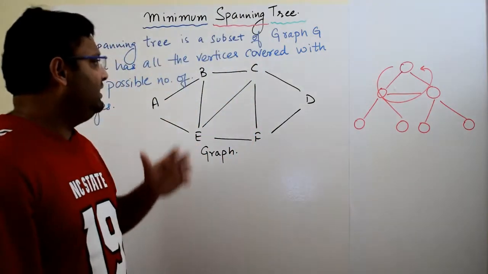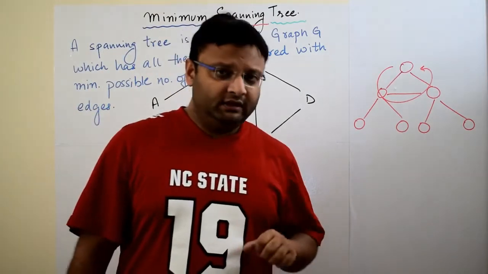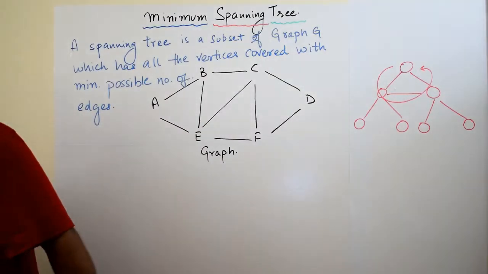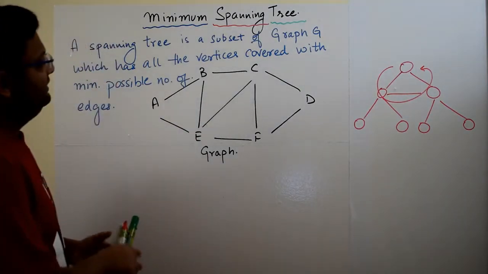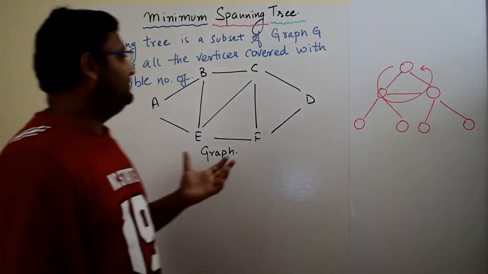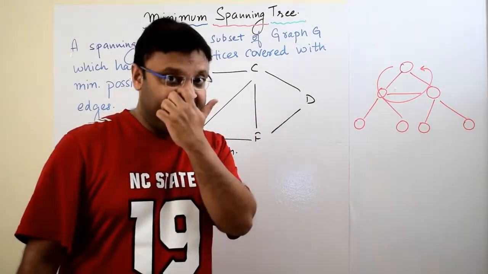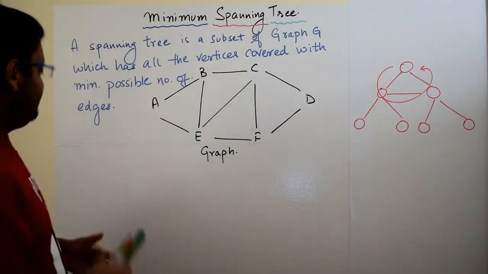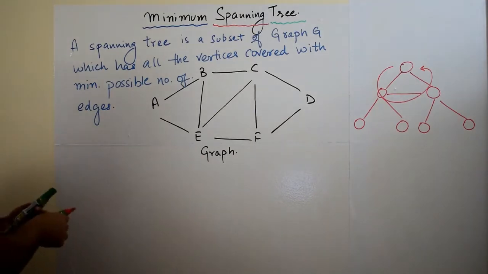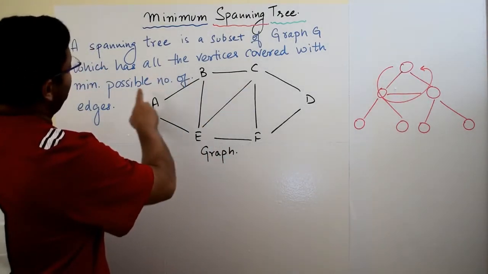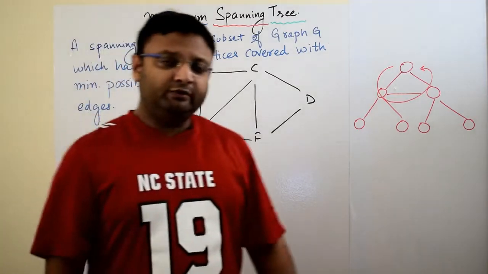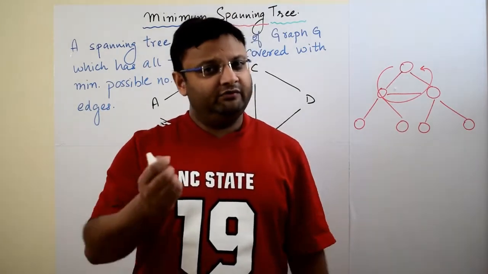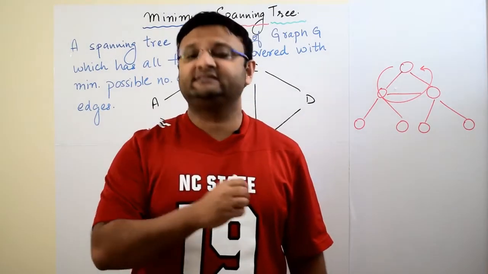Okay, so now let me give you an example, and with it, it would be more clear to you. Fine. So let's take this graph, right? And now let's take what the formal definition of spanning tree means. A spanning tree is a subset of graph G, which has all the vertices covered with the minimum possible number of edges. So it means that that graph is just connected, right? Now, if you remove even a single edge, it will become disconnected.